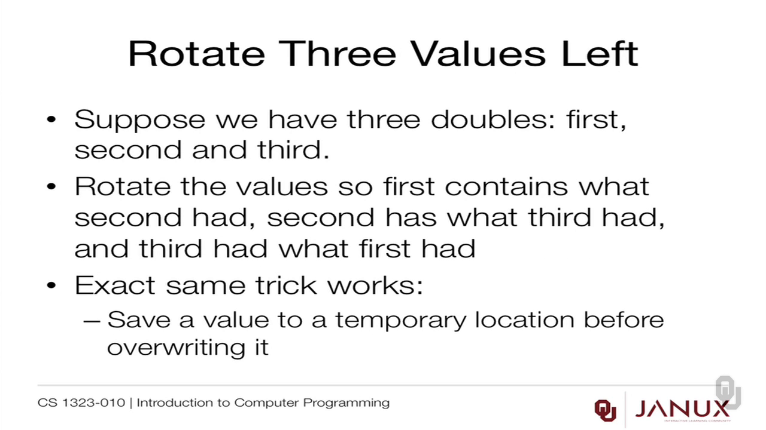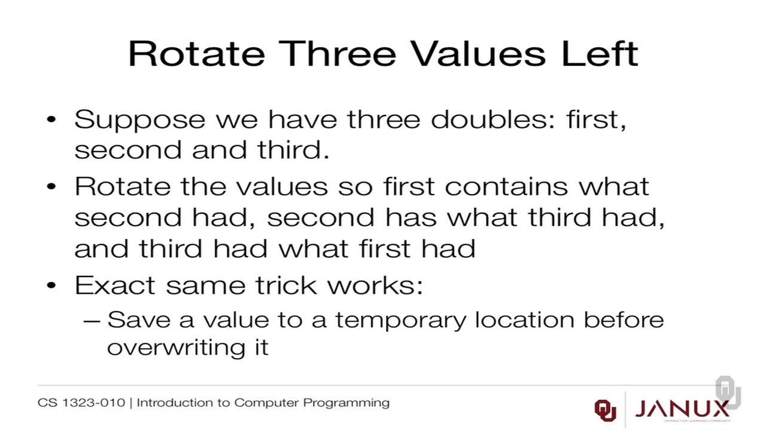Let's think about how we might rotate three values left. Suppose we have three values, first, second, and third, and we want to rotate the values so first contains what second had, second contains what third had, and third contains what first had. Well, guess what? The exact same trick works. In fact, this is a really good way of making sure you understand the trick, is can you use it in a little different circumstance.